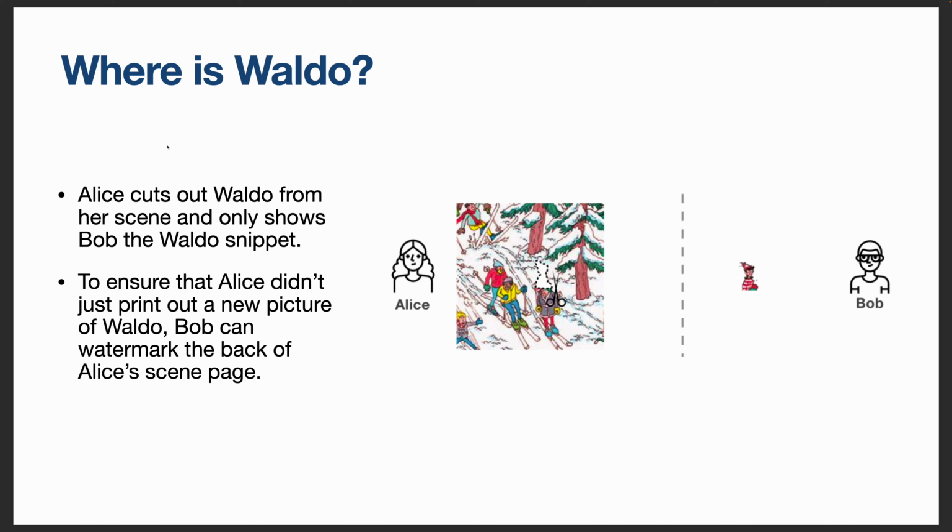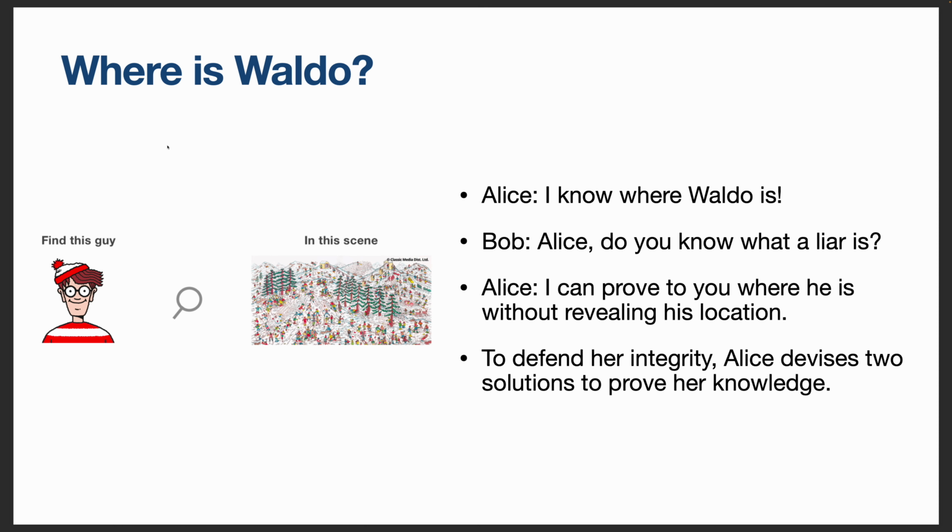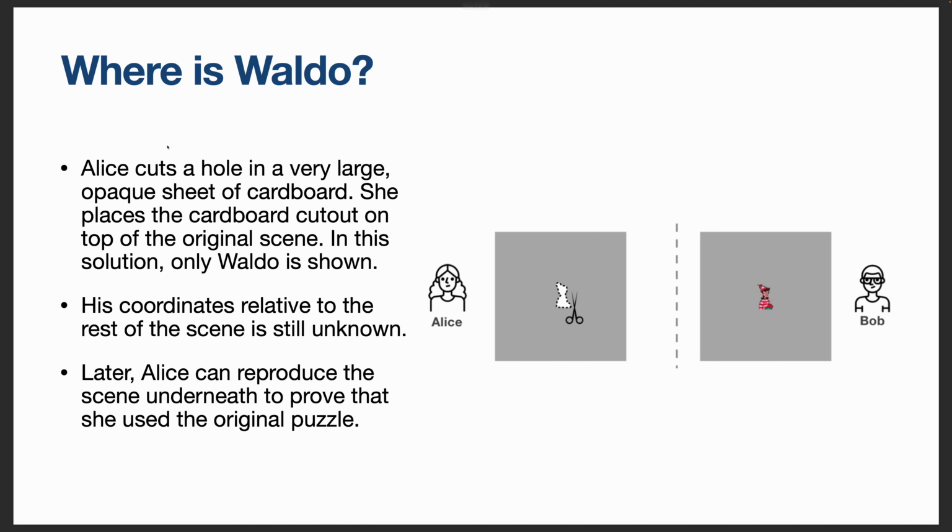So then what Alice can do is put something like a large opaque sheet of cardboard on top of this scene, right? So the cardboard is much larger than the scene. And what Alice can do is crop from it.